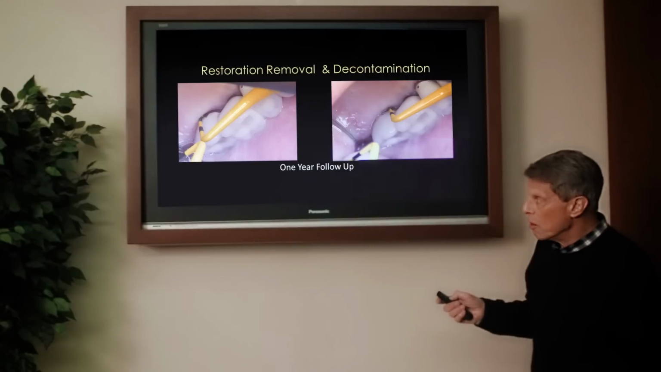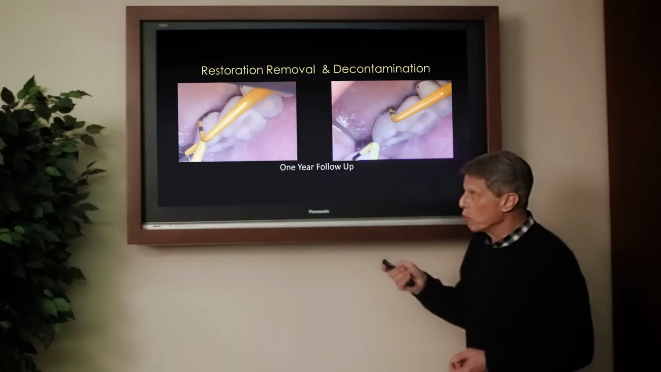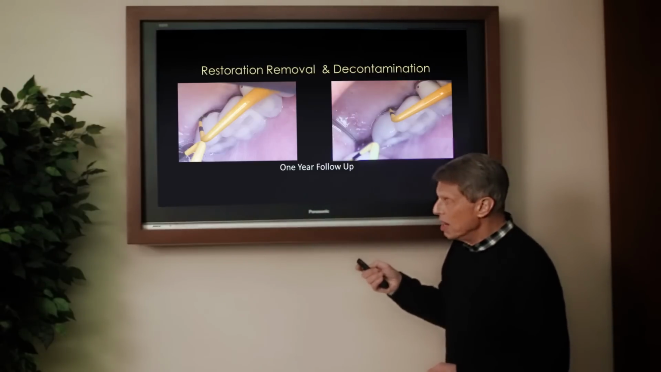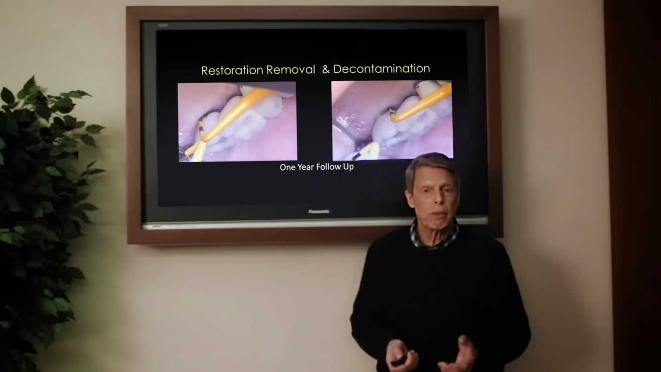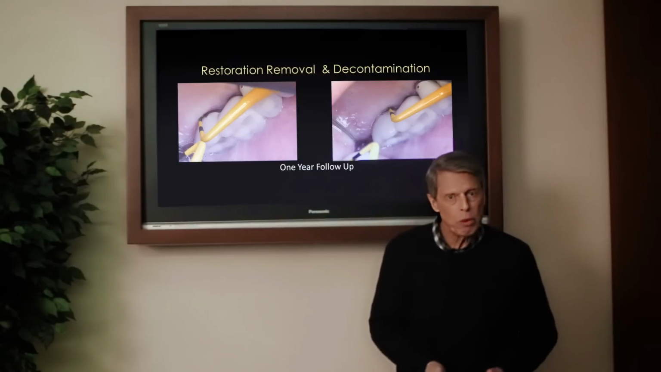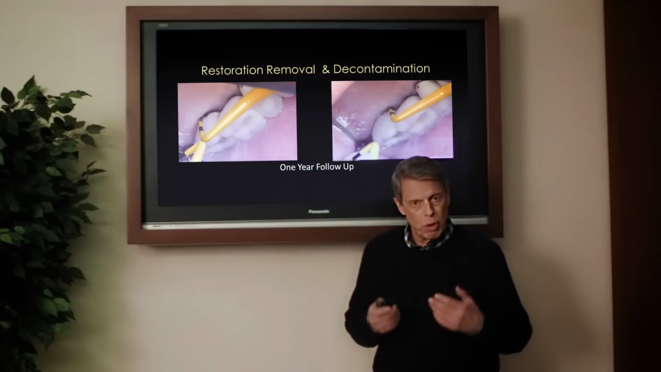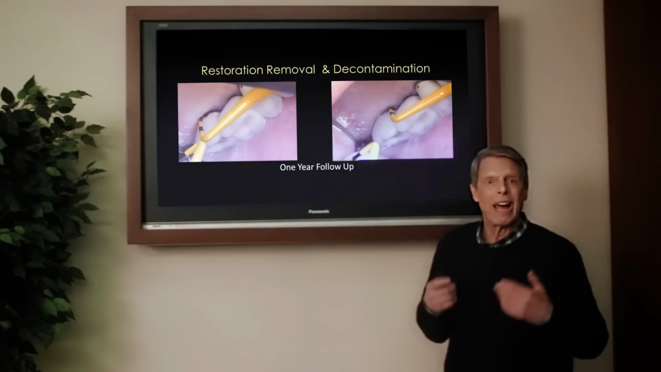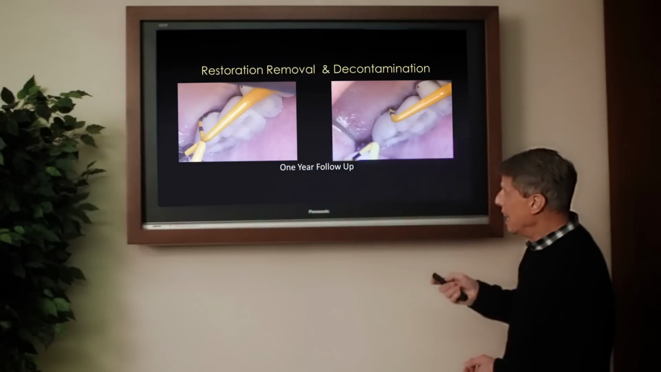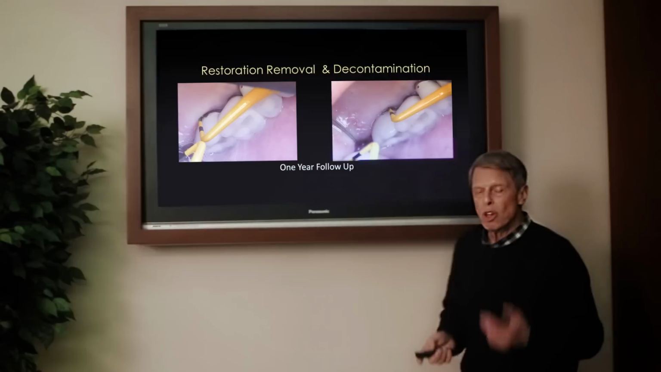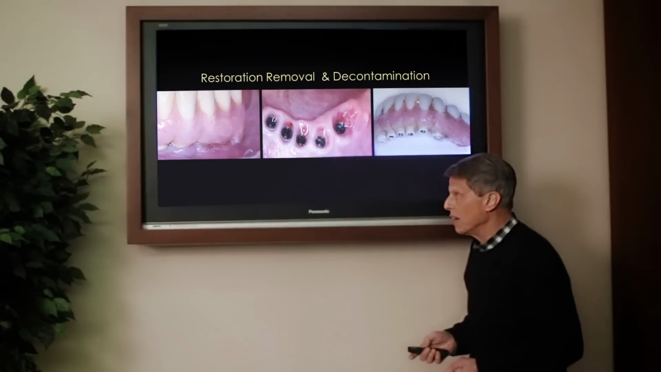Now, if you take a look over here, no longer bleeding upon probing, healthier tissue, still 5 millimeter pocketing. Because in the maxillary molar area, many times we start out with 5 millimeter pocketing. So we have 5 millimeter pocketing just anatomically, and it has to be maintained and followed. But again, 5 millimeter pocketing, no bleeding upon probing at the 1-year follow-up.